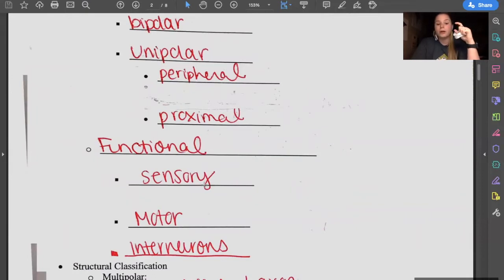Either it senses something, or it transmits an impulse to tell us to do something. Like, I'm touching the pan and it's hot, and I'm getting a sensory neuron telling my brain, this is hot, don't touch it. Or I'm having a motor neuron that tells me to move my hand. And then we have these interneurons, which we'll look at in a second, which are the connection between them. Sensory neurons go right to my brain, motor neurons go out, and then we have neurons that come between them. I'll show you.